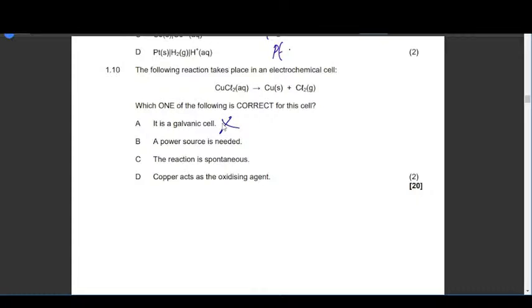Does it require the power source? Yes, because this is not spontaneous. It's not spontaneous. I've just talked about it. Copper acts as an oxidizing agent? Not really.